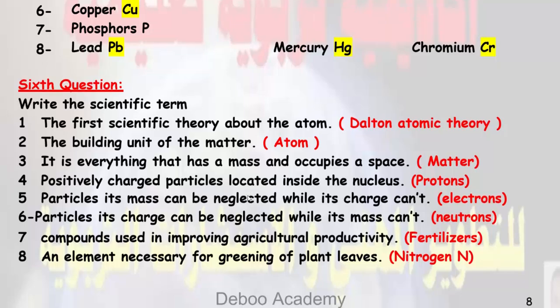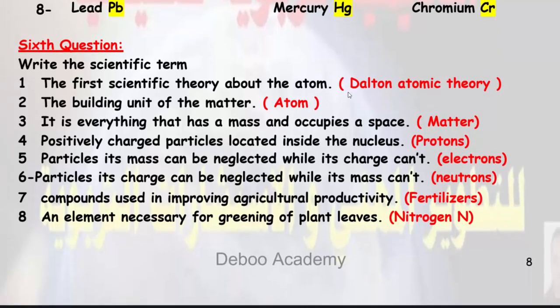Write the scientific term. The first scientific theory about the atom is Dalton's atomic theory. The building unit of matter is the atom. Everything that has mass and volume or occupies space is matter. The positively charged particle located inside the nucleus we call protons. The particle whose mass is neglected is the electron. The particle whose charge can be neglected while its mass cannot be neglected: we said neutrons have a neutral charge, no charge, but their mass is larger than the electron's.